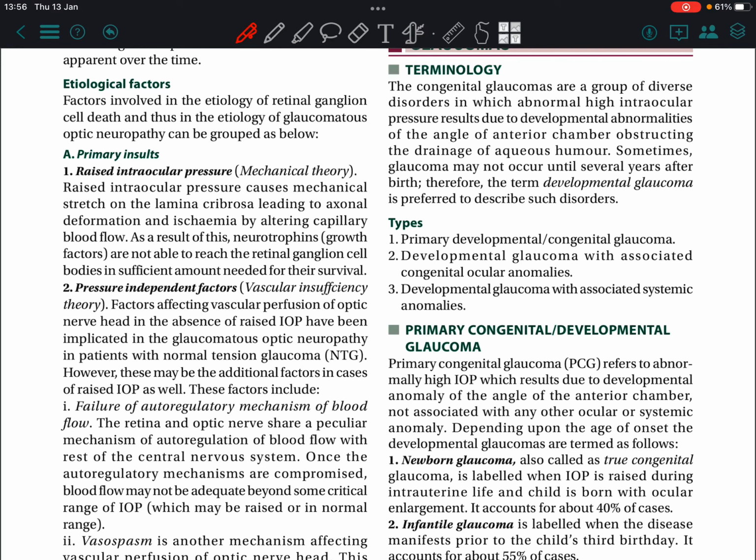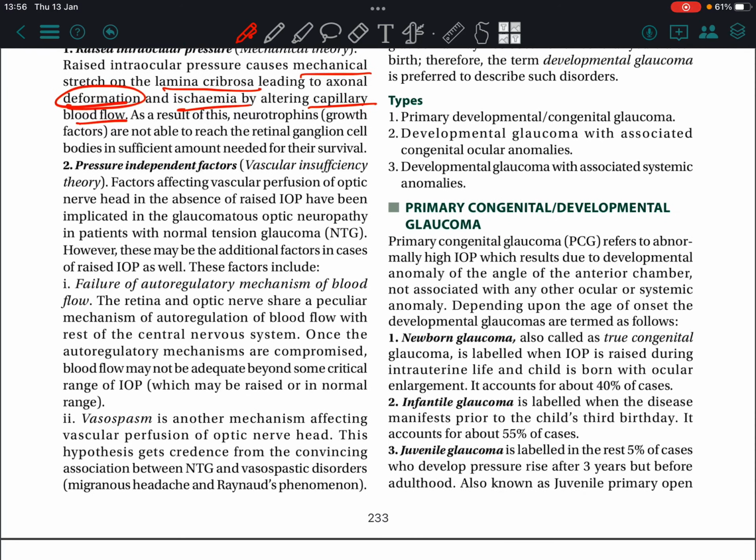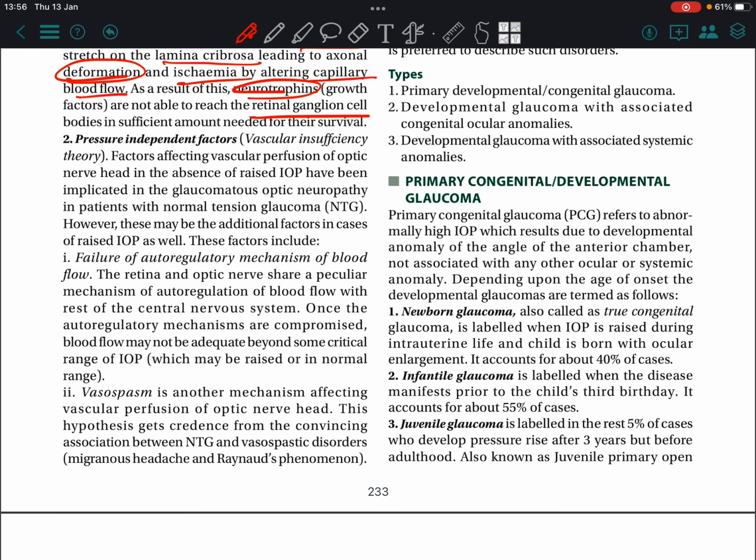Etiological factors: raised intraocular pressure, mechanical theory. It causes a mechanical stretch on the lamina cribrosa, leading to axonal deformation and ischemia by altering capillary blood flow. As a result, neurotrophins are unable to reach the retinal ganglion cell bodies.